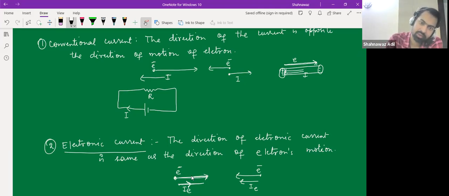So in this way, the electrons are moving this way, but the current is moving this way.